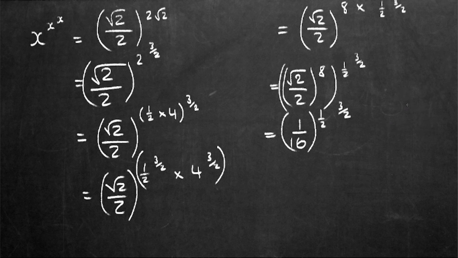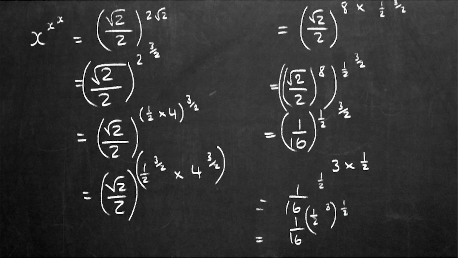Well, first thing we have to do is break down this 3/2 into something like a fraction multiplied by a whole number. So let's do 3 times a half. So 1/2, and then we've got 1/16. Well, we can break this down because we've got the rules of powers. We can break this multiplication down into a power of a power. So we've got 1/16 to the power of a half, and then that's all to the power of 3, and then that to the power of a half, okay?